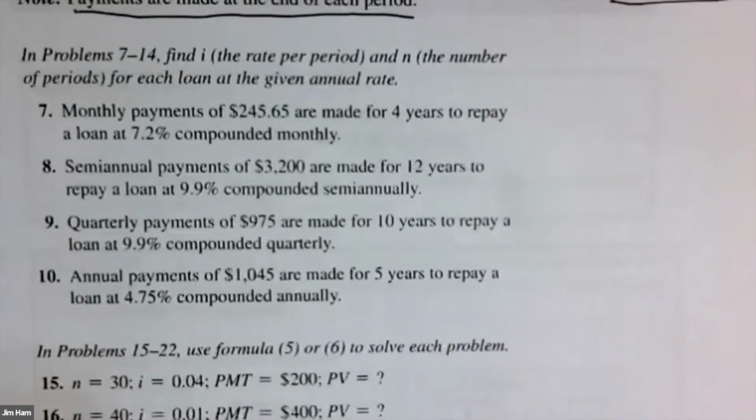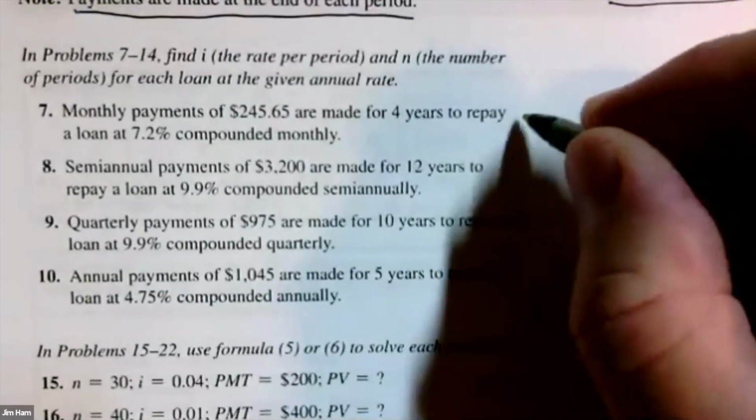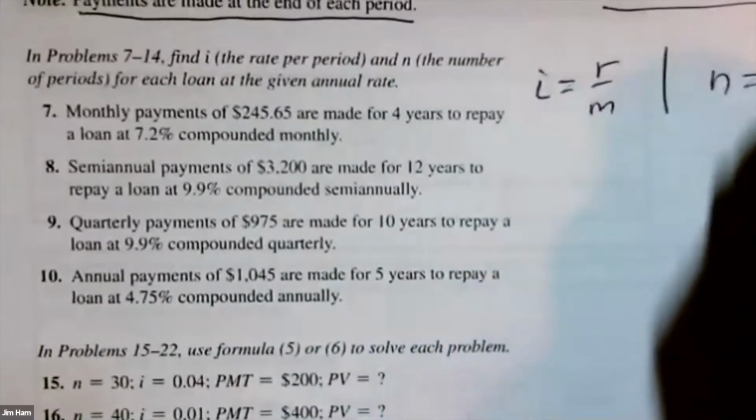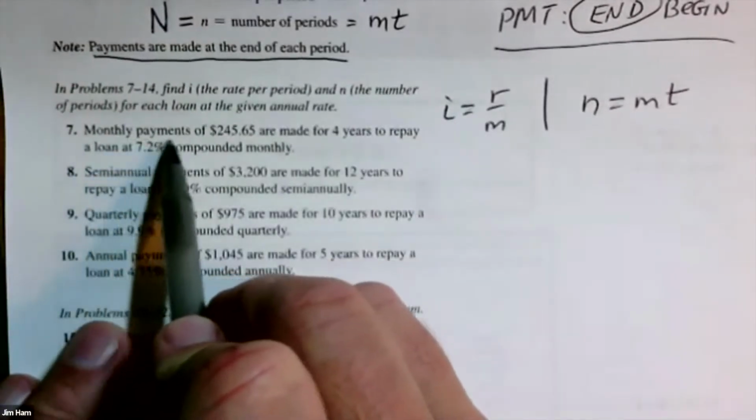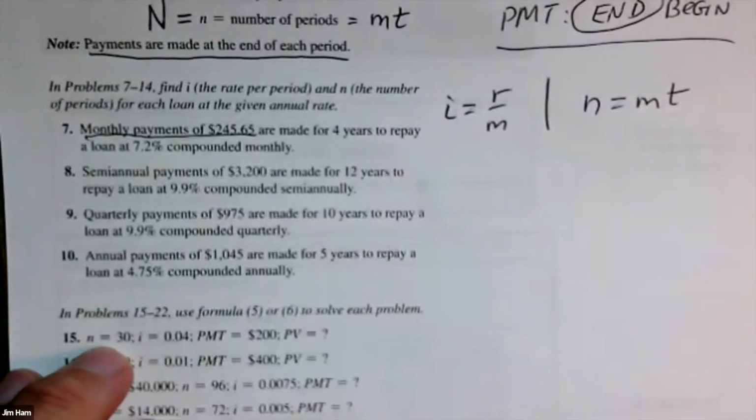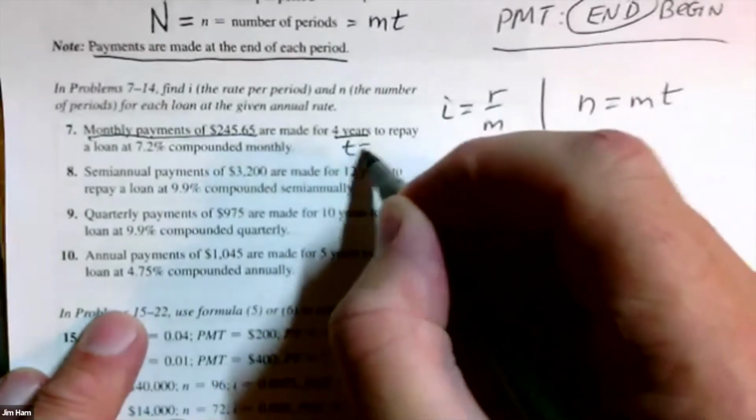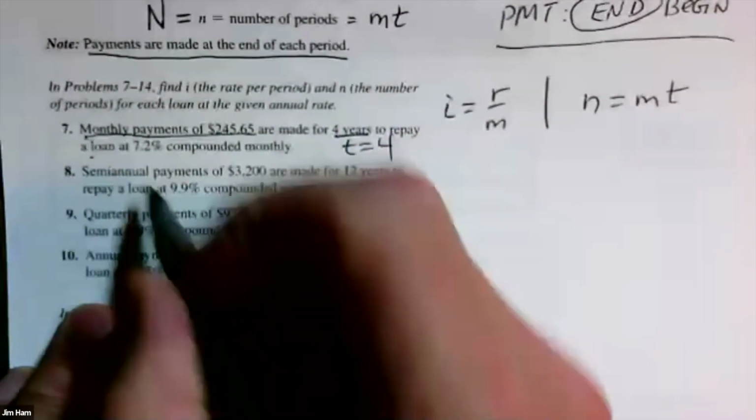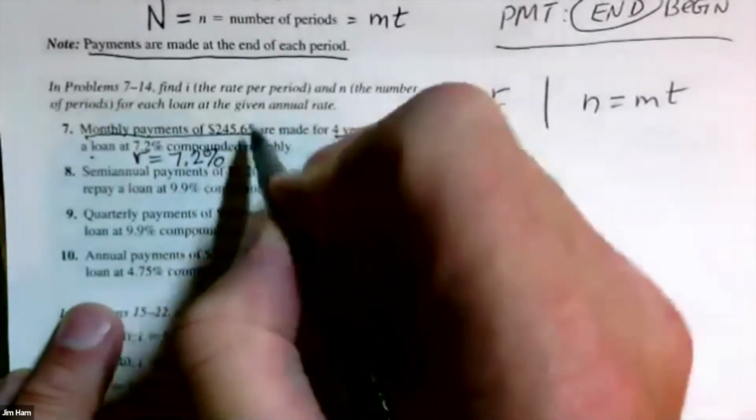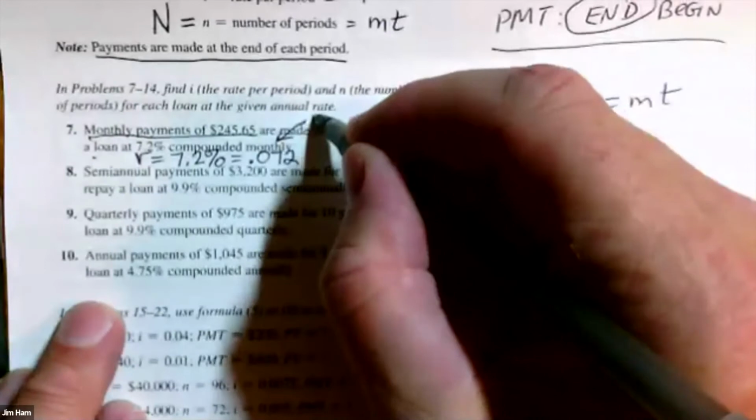So the first couple are not so interesting. It's just like you did in the worksheet. You know that I is equal to R over M, and you know that N is equal to M times T. So as you read the problem, monthly payments, okay, they give you this piece of information here, but it's not useful in this problem. Made for 4 years, so T is equal to 4, to repay a loan at 7.2%. That is the decimal we usually use there. And then finally, compounded monthly, the M is 12.